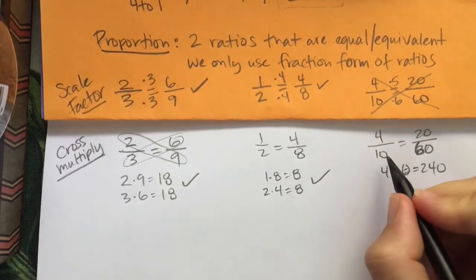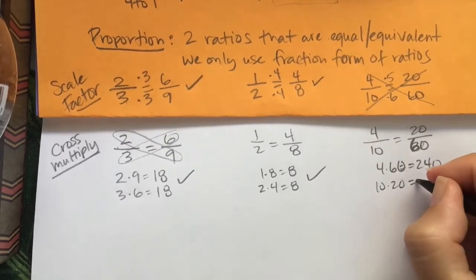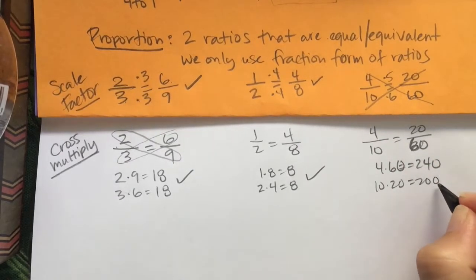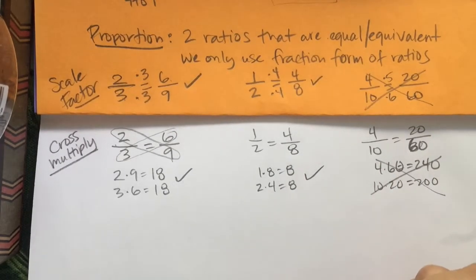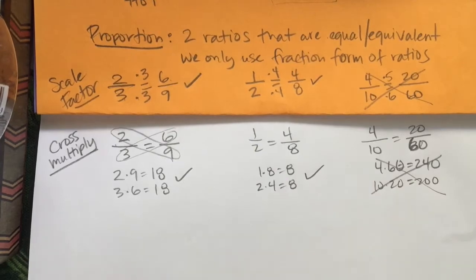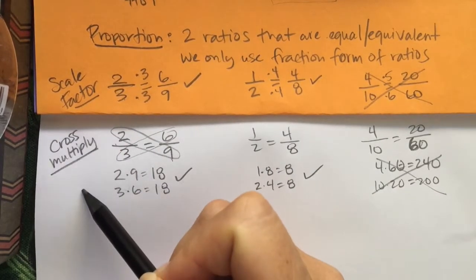If you do this one, 4 times 60 is 240. 10 times 20 is 200. So these products are not equal to each other, so therefore not a proportion. Okay? So you can solve proportions in two ways, either with scale factor or cross multiplying.